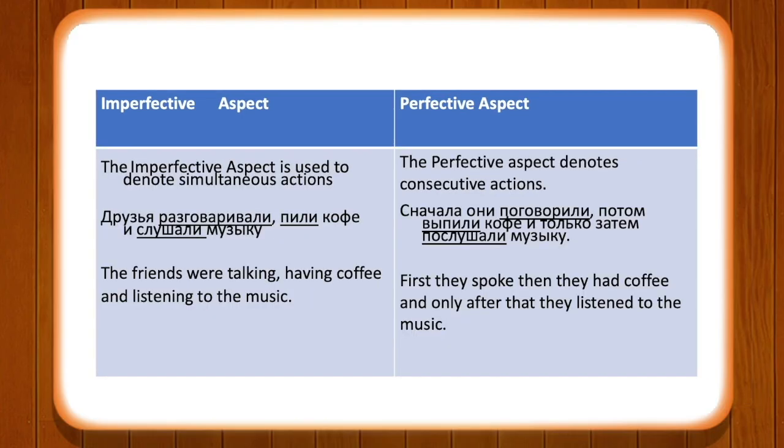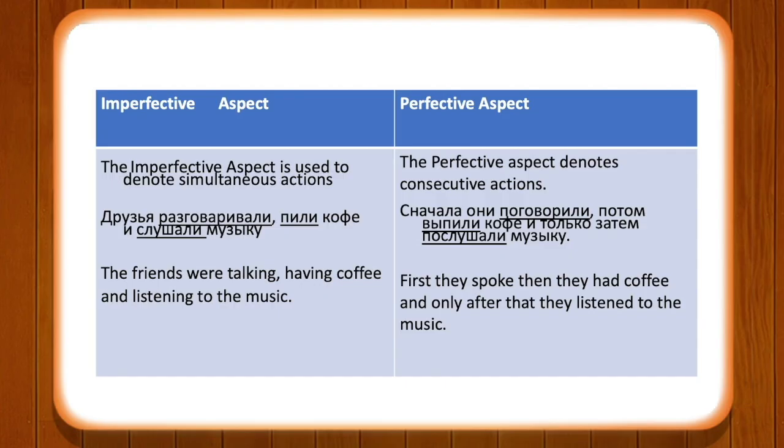The third difference in the meaning of perfective and imperfective aspect is that the imperfective aspect is used to denote simultaneous action and the perfective aspect denotes consecutive actions. Let's see the example. Друзья разговаривали, пили кофе и слушали музыку. So разговаривали, пили, слушали. These three verbs are imperfective, and the use of these three verbs together indicates three actions that are taking place at the same time.